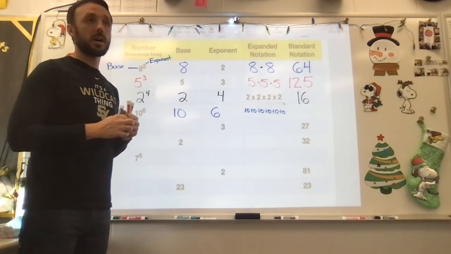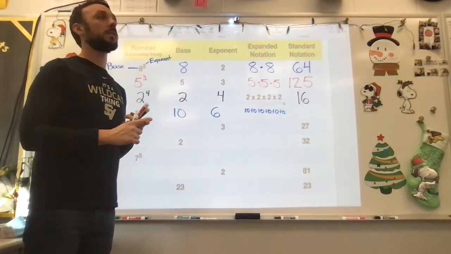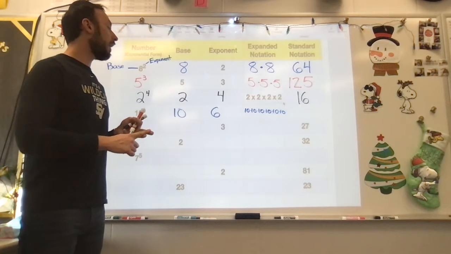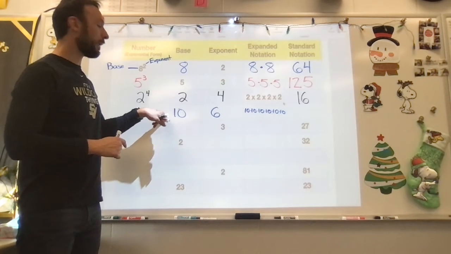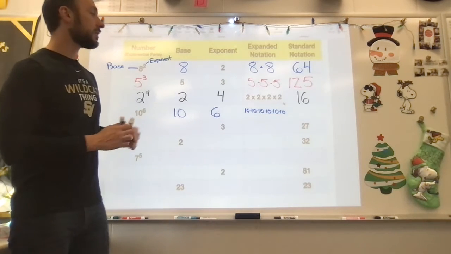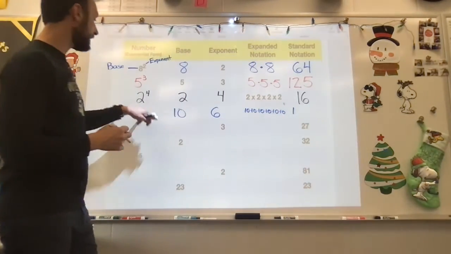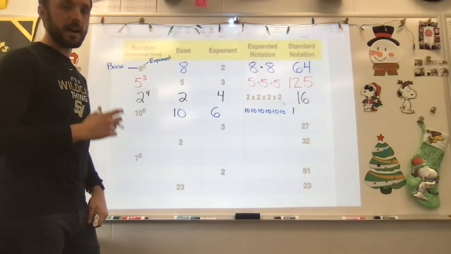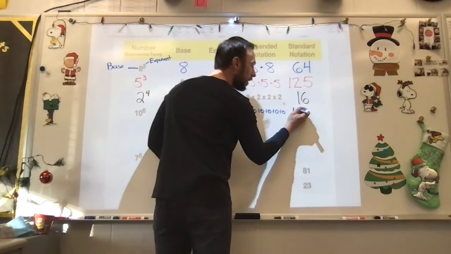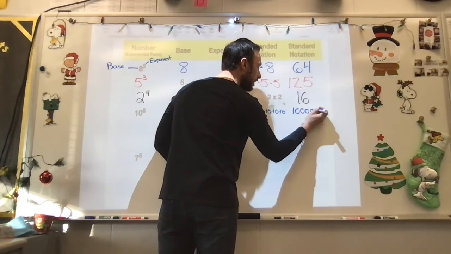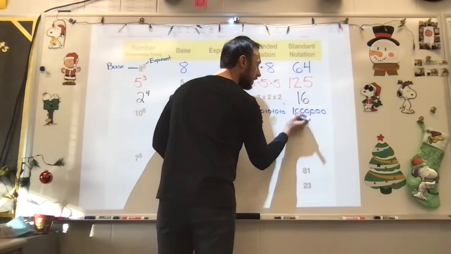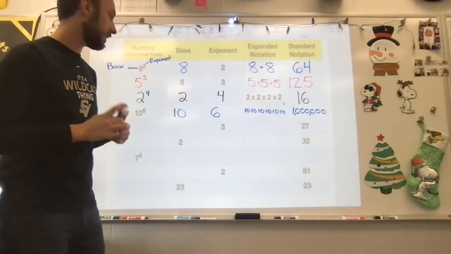We talked about this trick on Thursday, Friday and Monday. Whenever our base is 10, to figure out what our answer is, all we need to do is write down the number 1, and then we look at the exponent, which is 6, and we write down the same amount of zeros as our exponent. So we write down 1, 2, 3, 4, 5, 6, like that. So it's 1 million is my answer.